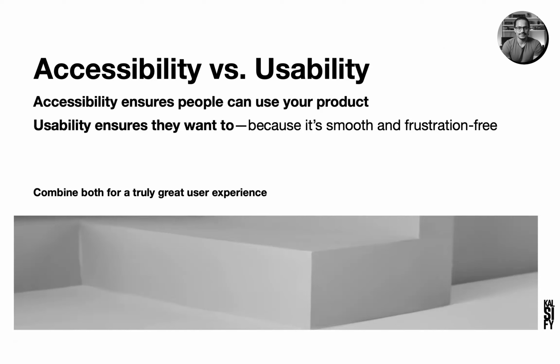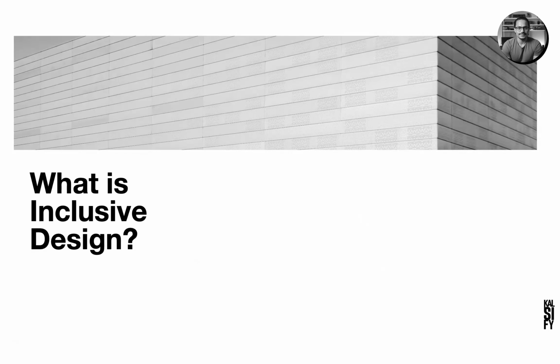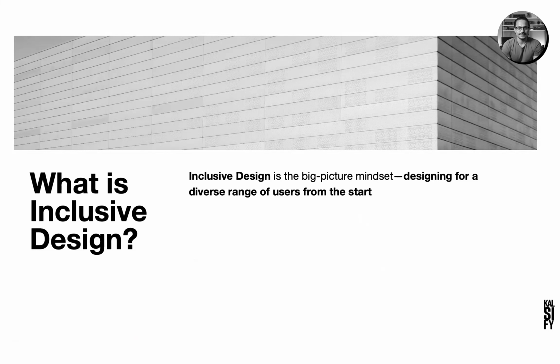Usability is about making products easy to use for everyone, not just people with disabilities. It focuses on things like clear navigation, intuitive layouts, reducing frustration. So, while accessibility removes barriers, usability makes things easy, efficient, and enjoyable. Alright, next let's talk about the big picture approach: inclusive design. This one is not just about fixing things later, it's about thinking of everyone from the very beginning.